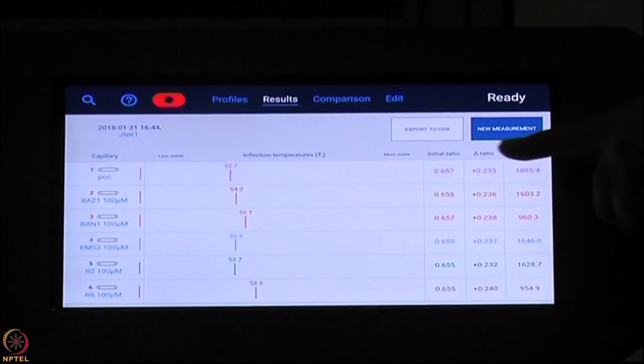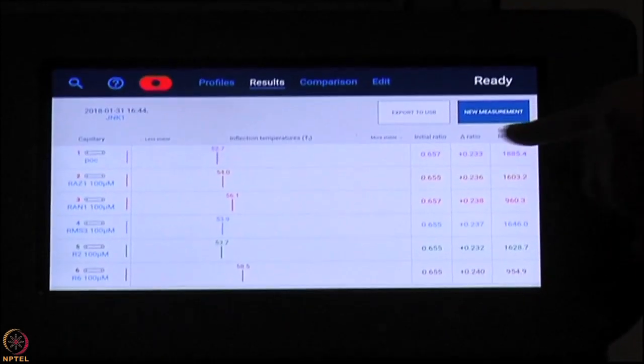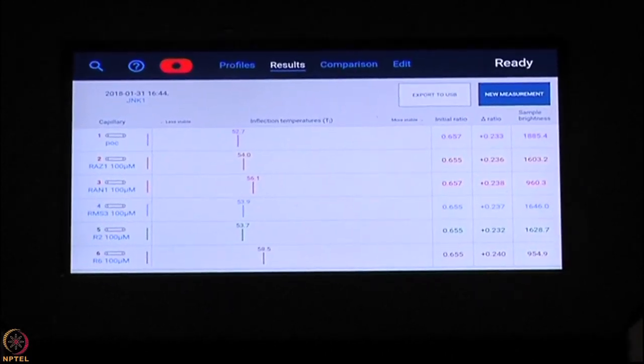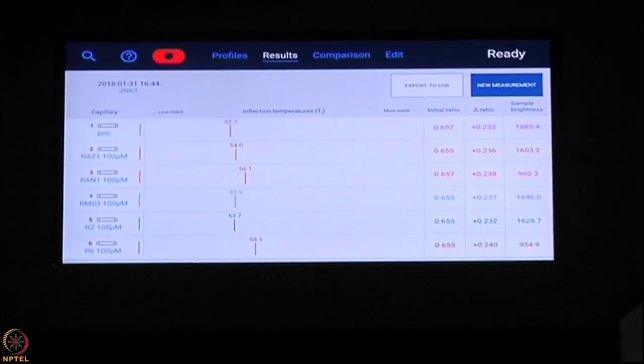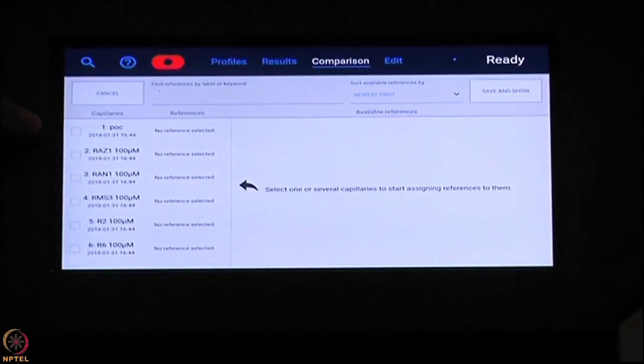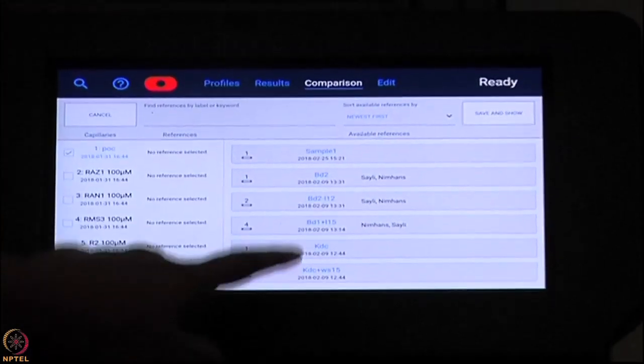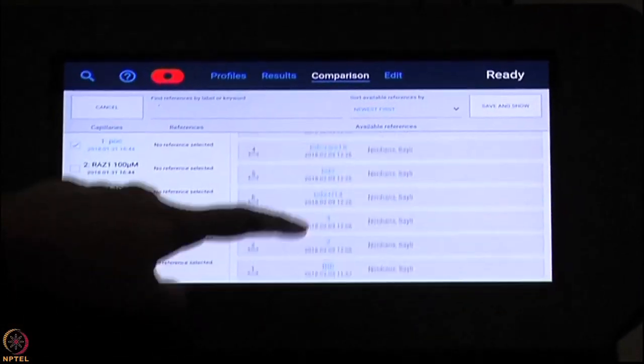You also get the delta ratio, which will tell you the percentage unfolding, and the sample brightness. It is not exactly a quantitative parameter. It is relative: if I take one sample as a standard, then against that one, the brightness will give a relative quantitation figure also.